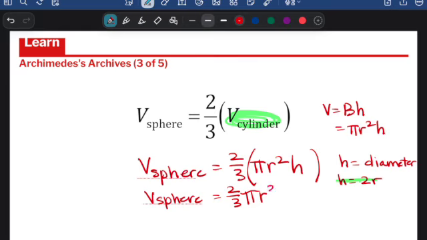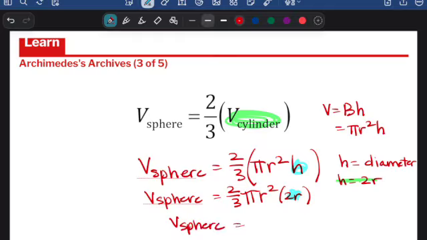2/3 pi r squared times, I'll put this in parentheses, 2r. So we're substituting height now for 2r. That's what we're substituting. Okay, now we can do some math and distribute that 2r. We can do some multiplication and simplify our formula even more. So let's see what we get.